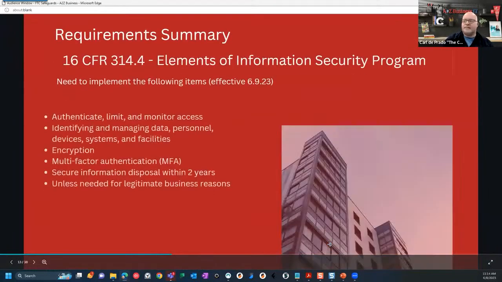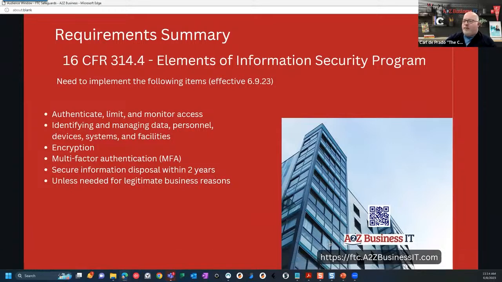So the other parts we're talking about, when we're talking about controls, are that you need to be able to authenticate, limit and monitor access. In a physical environment, it's as simple as you lock up the files, you have a clean desk policy, and you have your computers automatically turn off after a log out policy, so they can't stay on indefinitely. You're going to have a way of identifying and managing personal data and where it exists throughout your systems.